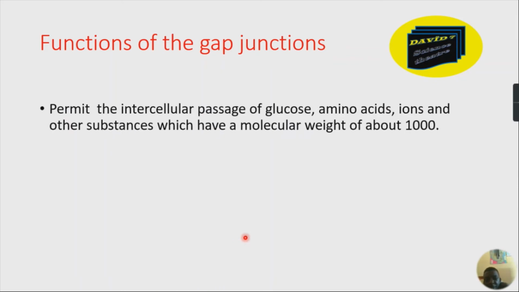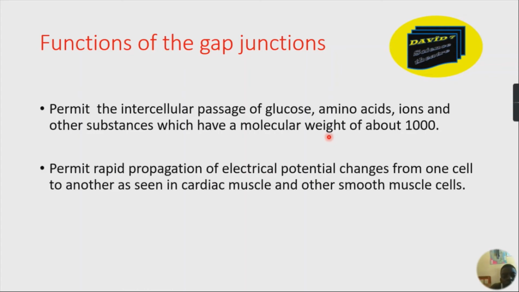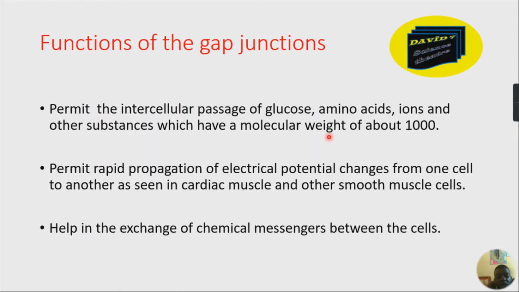Look at this. They can permit the intercellular passage of glucose, amino acids, ions, and other substances which have a molecular weight of about 1000. And they can also permit rapid propagation of electrical potential changes from one cell to another, as seen in the cardiac muscle or in other smooth muscle cells. And they also help in the exchange of chemical messengers in between cells. So these are 3 functions of gap junctions.